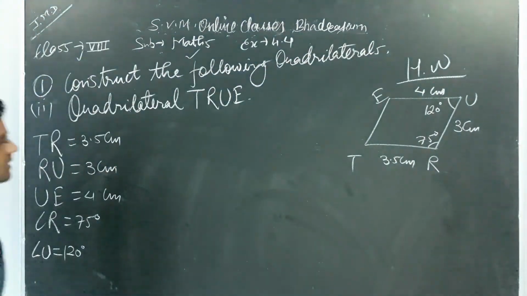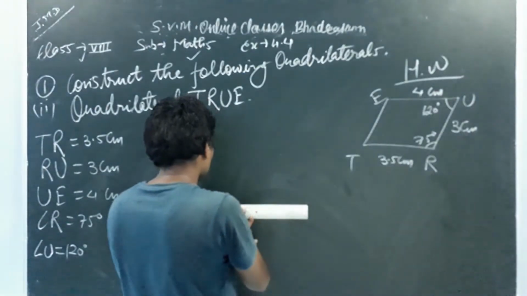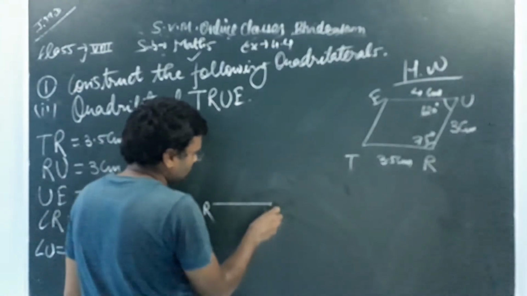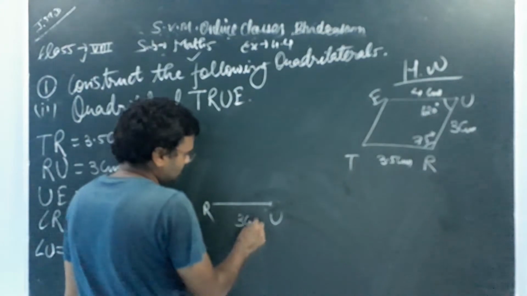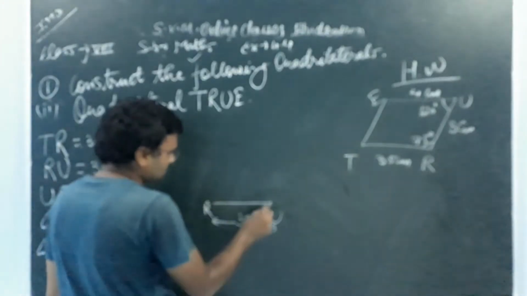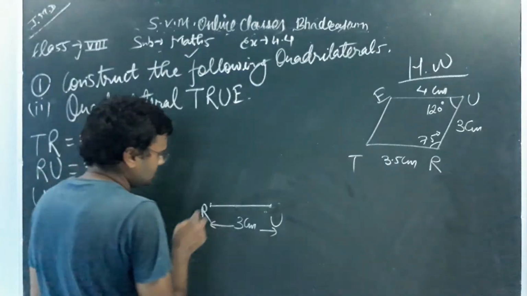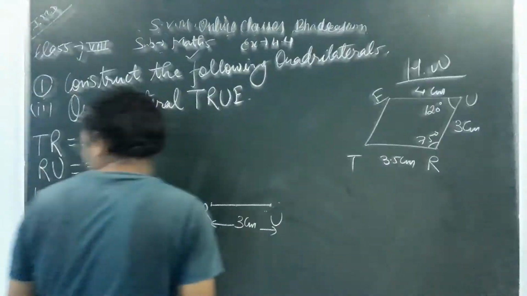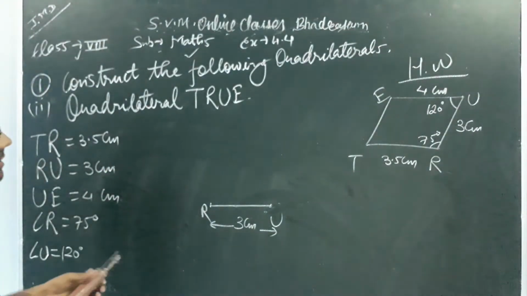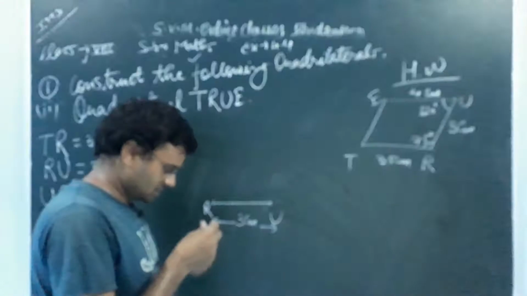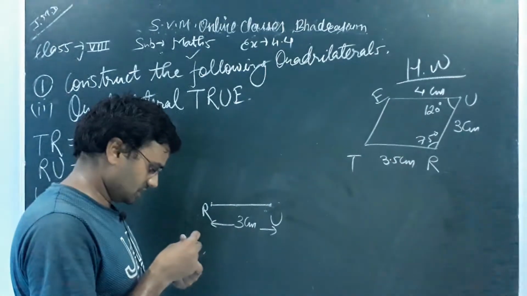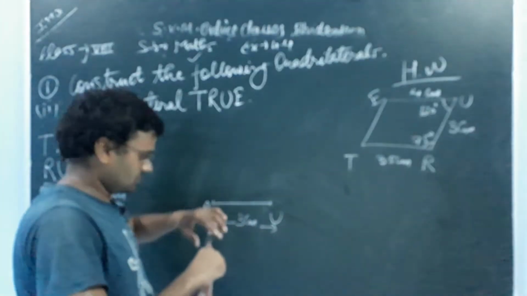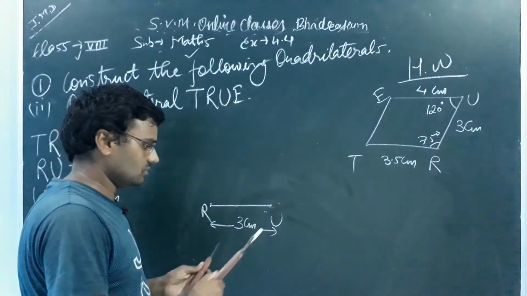I am taking a scale, and now this is our RU. This is R, and this is U. The length of this side is 3 centimeter. Got it? So what I will do is draw this angle R, which is of 75 degree, and this angle U, which is of 120 degree.